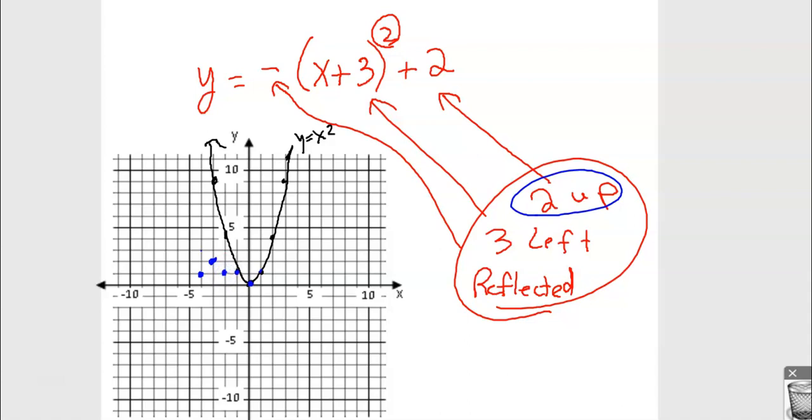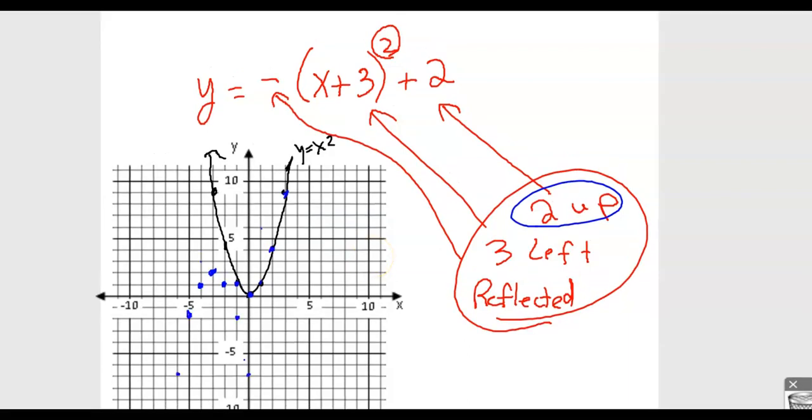And each one of these, you're going to literally reflect it, and be able to get even this one right here. You're going to go 2 up, 3 left, and then you're going to reflect it. Each one of those. All right, so again, I did every single one of those points. I did 2 up, 3 left, and then I reflected it, and then you can draw your parabola, so it's still the same shape.